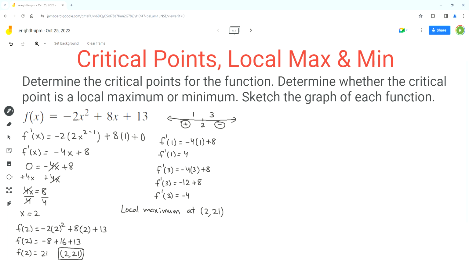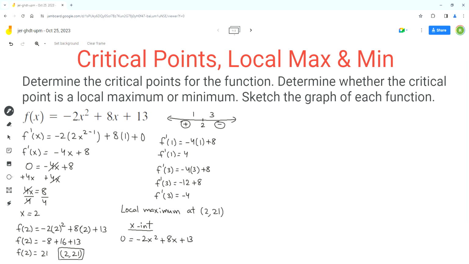Now we have to sketch the graph of this function. So for that, we'll have to find the intercepts for this function. So let's start with the x-intercept. So for the x-intercept, we should sub in the function value as 0. So 0 equals negative 2x squared plus 8x plus 13.